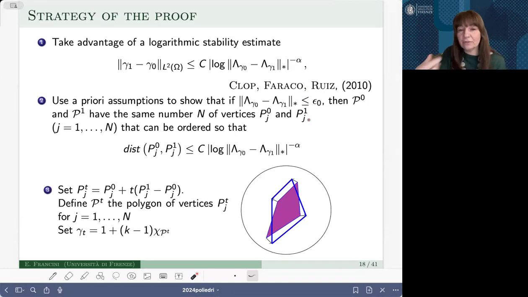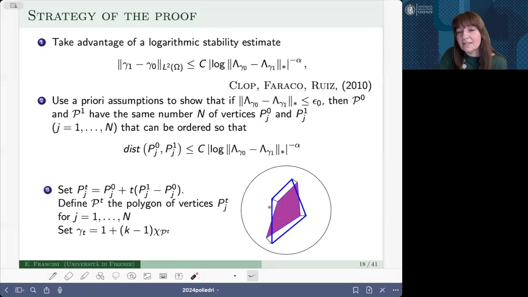So the bounds that we put on the angles and on the length of the edges tell us that if you have close enough polygons, then you have to have the same number of vertices. And these vertices can be coupled together so that the distance between corresponding ones can be bounded in terms of something that is small. And this is essential for us because it tells us that we are now dealing effectively with a finite number of unknowns, which are the vertices of the polygons. And the two polygons that we are comparing have the same number of vertices.